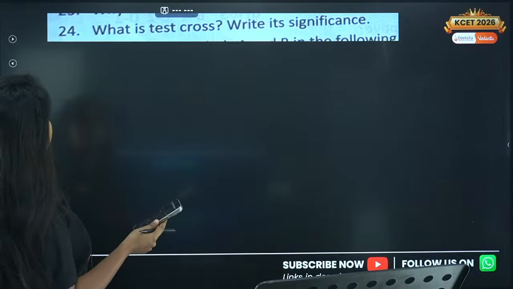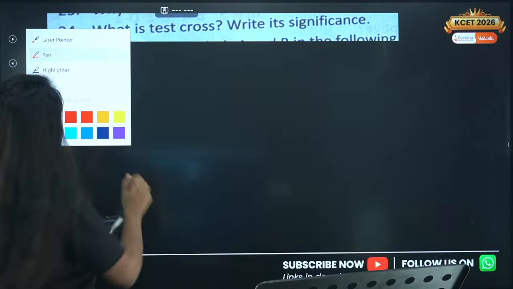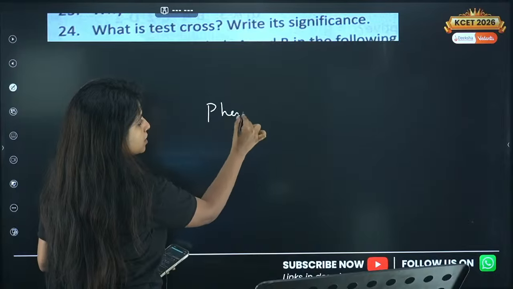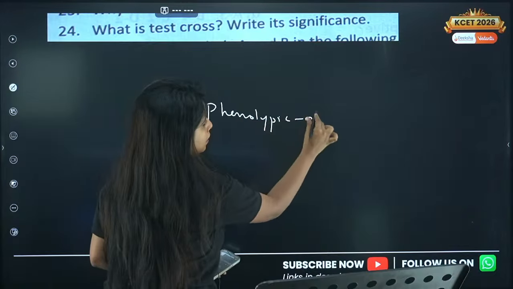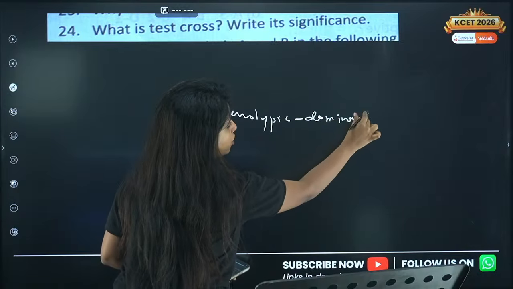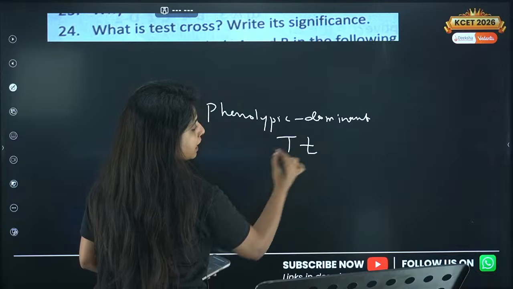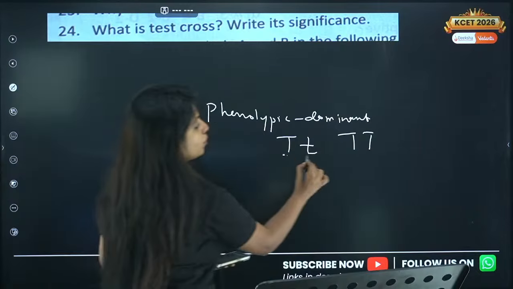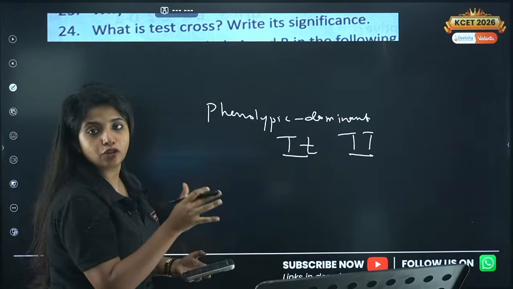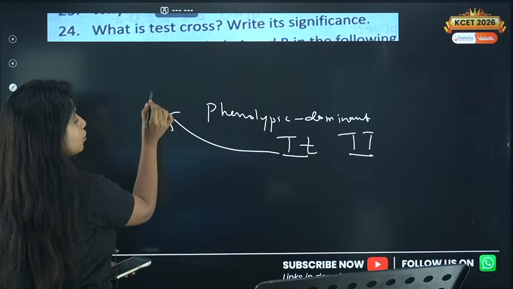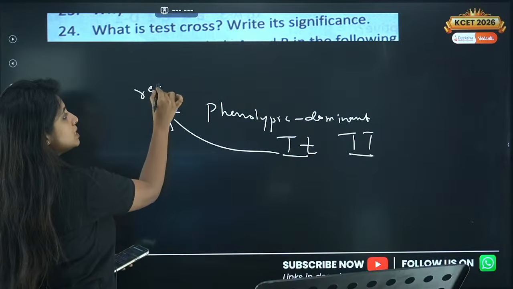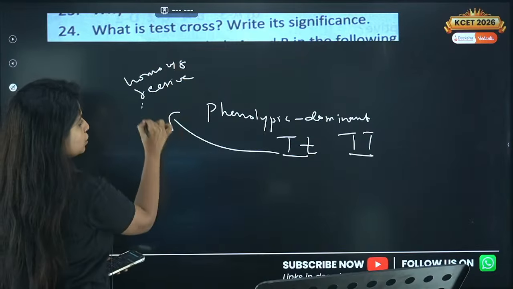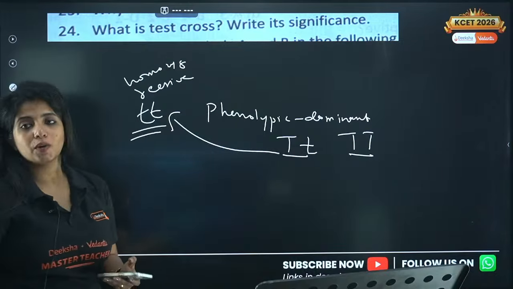What is a test cross? A test cross is basically when you see a dominant phenotype. The physical nature is dominant, but you do not know the genotype. The genotype can be heterozygous like this, or it can be homozygous like this. So for that, whatever plant is there, you cross it with the homozygous recessive parent plant. Suppose small t, small t. This is known as test cross.